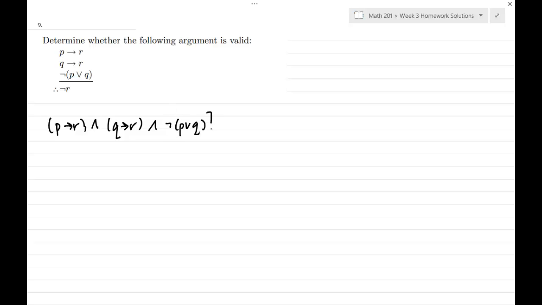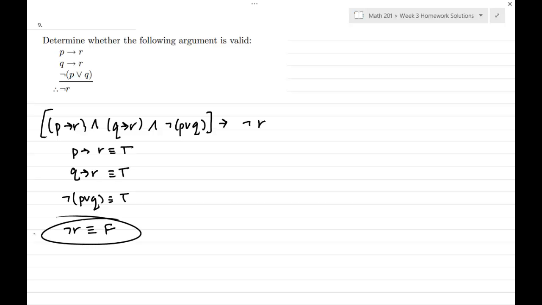And if you can't figure this out, then it's possible that the argument is valid, and then you want to prove that this is a tautology. So I want to find a situation with the truth values of P, Q, and R, where P implies R is true, Q implies R is true, negation of P or Q is true, but the negation of R is false. So if I start here, this is the only one involving just one proposition. So if not R is false, then R must be true. Okay, so keep that in mind as we're going up here.